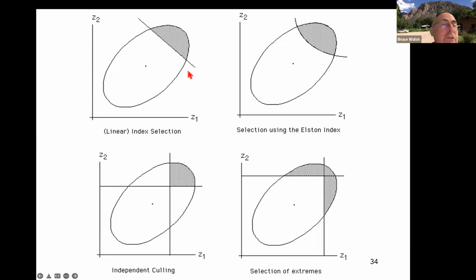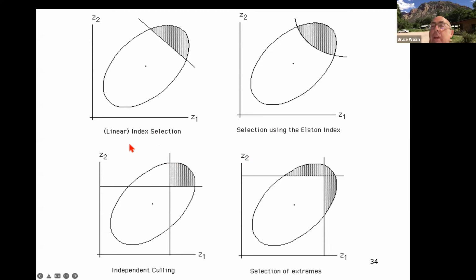Index selection says that I choose individuals based upon a weighted index. So 2 times trait 1 plus 3 times trait 2. Index selection turns out to generally be the most efficient way to select for multiple traits. And we're going to flesh out this idea about index selection. But this just reminds you there are other ways that you can select on traits besides using an index.